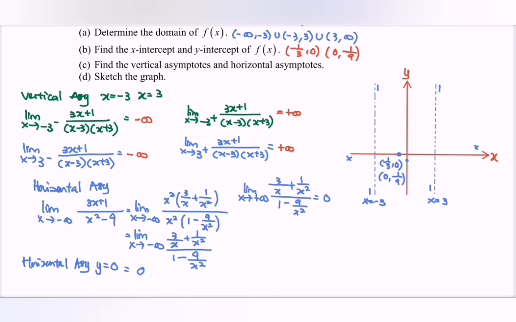So the graph will be something like this. So the function will be f(x) is equal to 3x plus 1 over x squared minus 9. So that is the situation for this case.